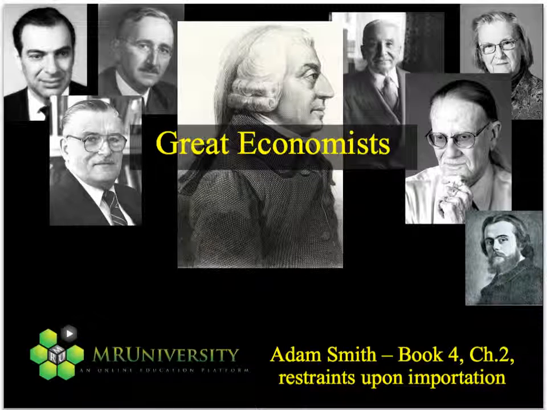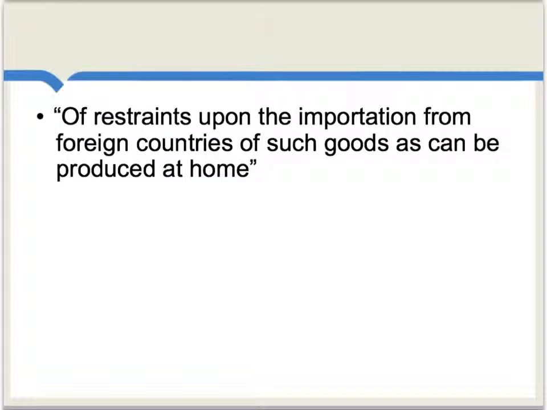Now let's cover one of the best and also the most famous sections of Wealth of Nations. This is about restraints upon importation, and it continues Smith's case against mercantilism. The formal title of the chapter is Of Restraints upon the Importation from Foreign Countries of Such Goods as Can be Produced at Home.